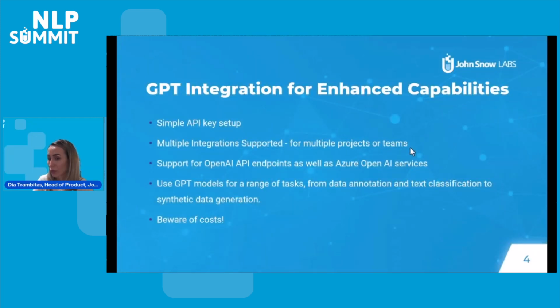In order to use the GPT pre-annotations, you need to define the GPT service in the NLP Lab. The integration is straightforward. It mainly consists in adding GPT as an outside service and defining your API key. If you have multiple projects or different environments or multiple teams, you can define as many API keys as you need. NLP Lab offers cross-platform compatibility, so you can either use the OpenAI service endpoint or Azure OpenAI service.